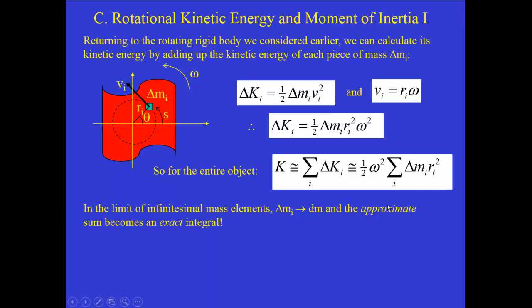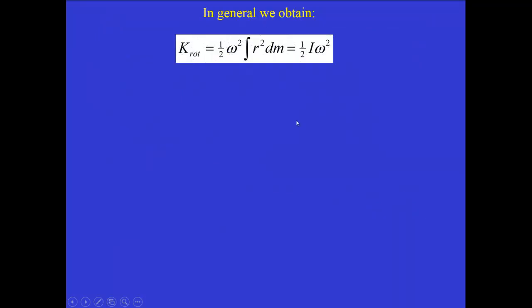And what we can do in order to make this expression exact is apply calculus. So in the limiting case where these mass elements become very, very small, then delta m becomes the differential mass dm, and the approximate sum becomes an exact result that's written down using the integral. So the exact result is going to be given by 1/2 times omega squared times, instead of a summation, an integral, and instead of delta m, we're going to have dm. So here's what it looks like.